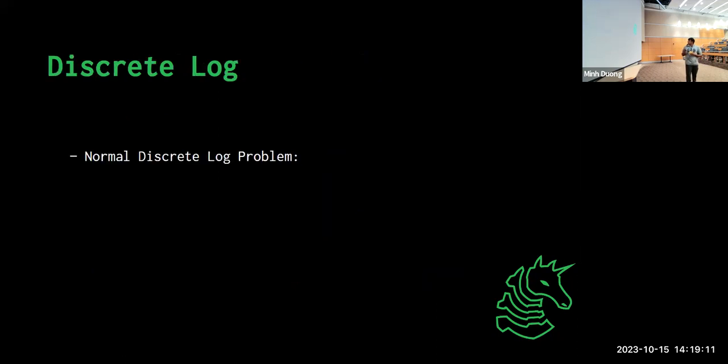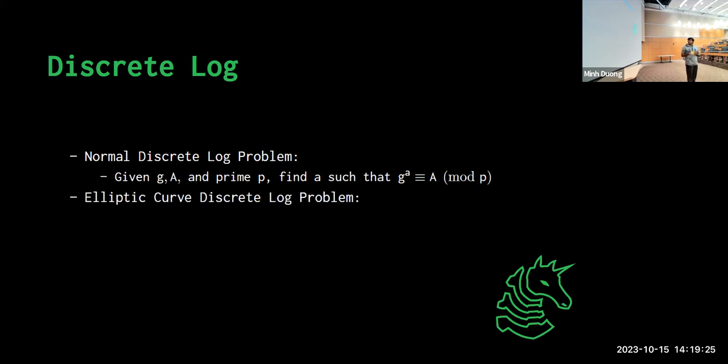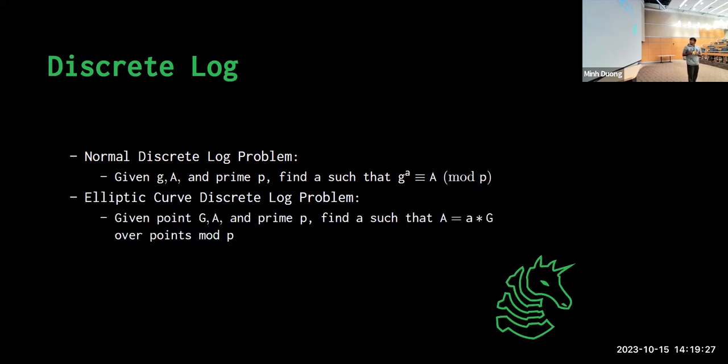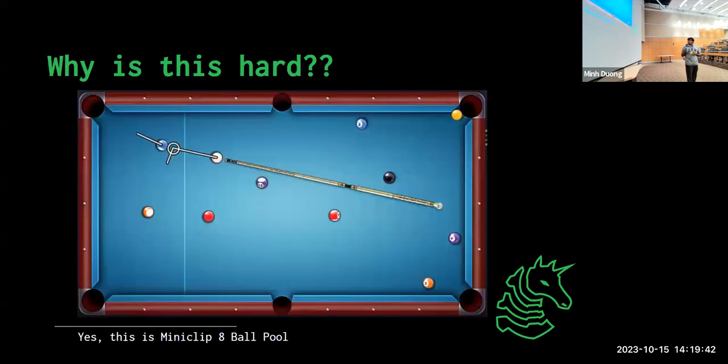So for the normal discrete log problem, you're given some generator g, some large A, and some prime p, such that g to the power of a is A mod p. That's the normal discrete log problem. Now for the elliptic curve, you're given a big generator point G, a point A, and some prime p, and you have to find the little a such that A is equal to a times G over all the points. So you basically do a lot of repeated multiplications.